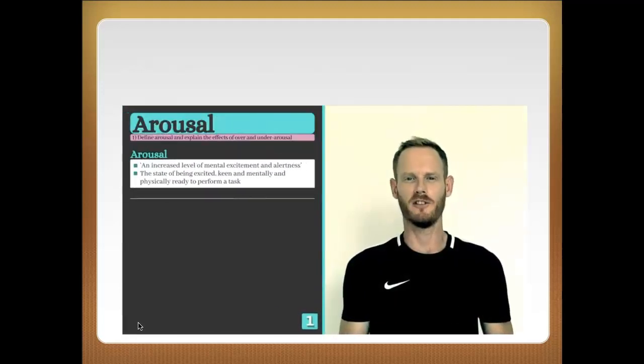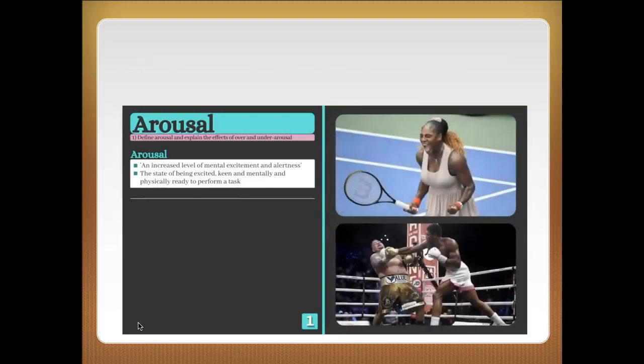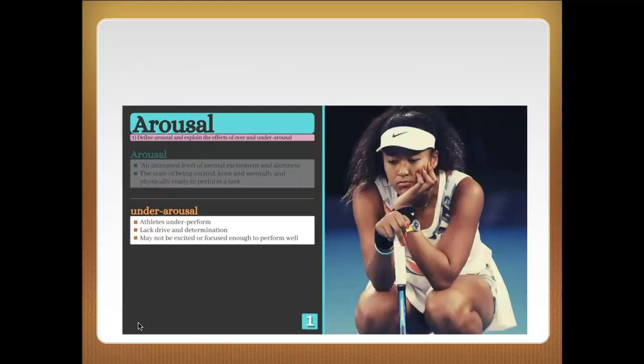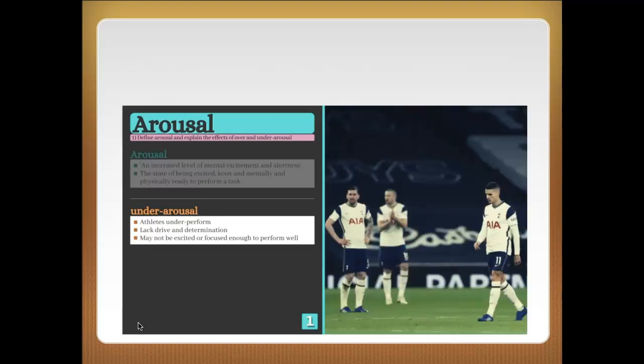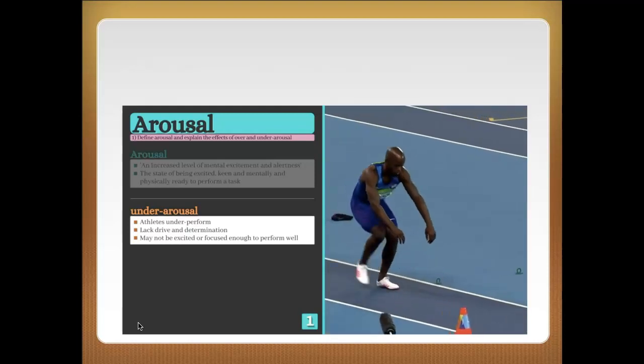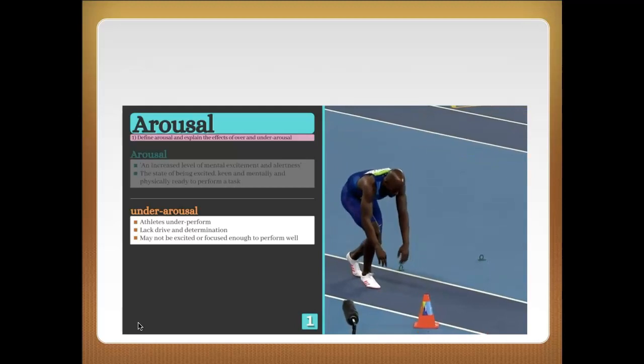Arousal, our key term for the lesson, can be defined as an increased level of mental excitement and alertness. It's the state of being enthusiastic and mentally and physically ready to compete. And having the right level of arousal is essential if you're to perform at your best. If an athlete is under-aroused, they may not be focused or excited enough to perform effectively and are likely to lack drive and determination. To mitigate against this, athletes use a range of techniques to pump themselves up before or during competition.